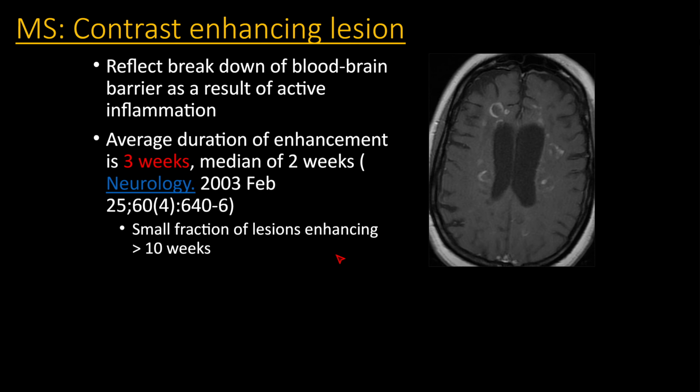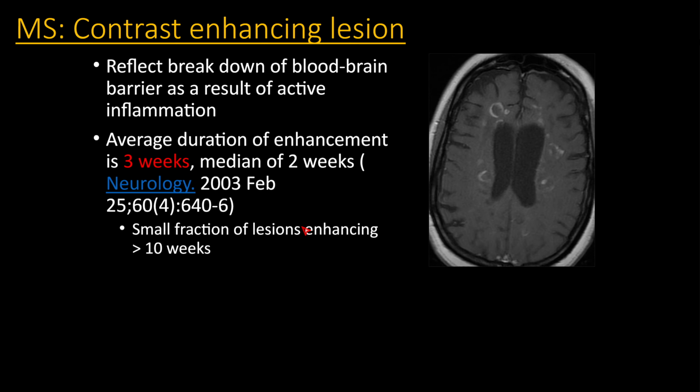So it's good to talk about contrast enhancing lesions in the setting of MS. The presence of contrast enhancement reflects a breakdown of the blood-brain barrier as a result of active inflammation. It's good to know the average duration of these is about 3 weeks with a median of about 2 weeks. A very small fraction of lesions remain enhancing more than 10 weeks in this particular study. So if you see a lesion that's persistently enhancing after 10 weeks, you've got to think twice about whether that's truly an MS lesion. Sometimes it can be, but a lot of times it's not. There's some other explanation for it.